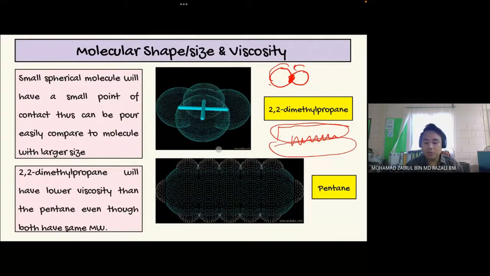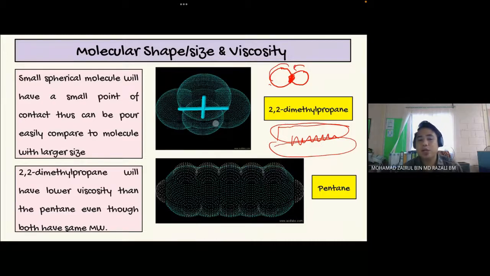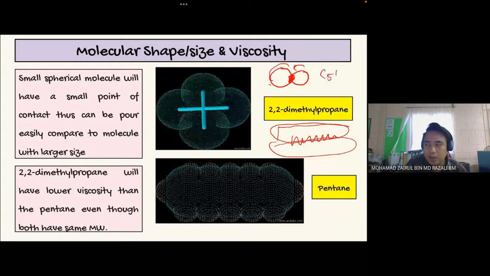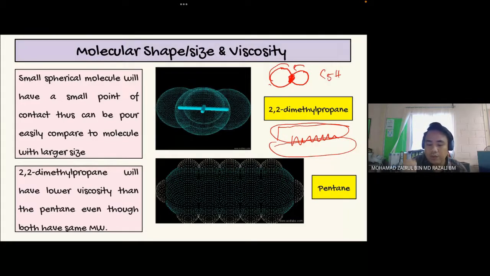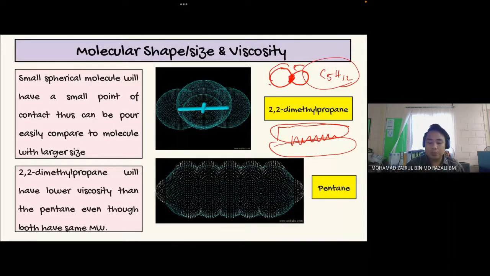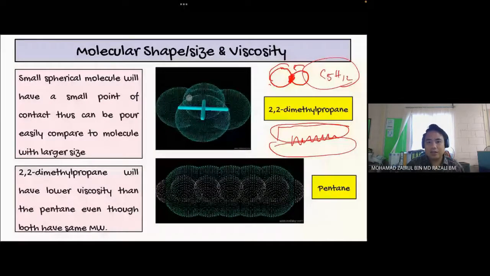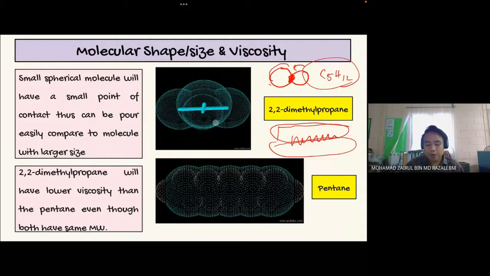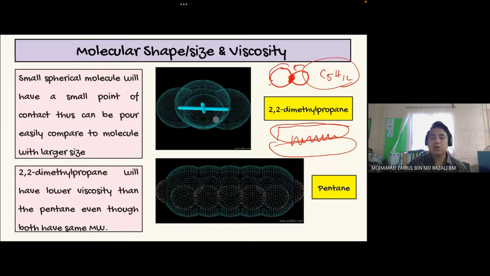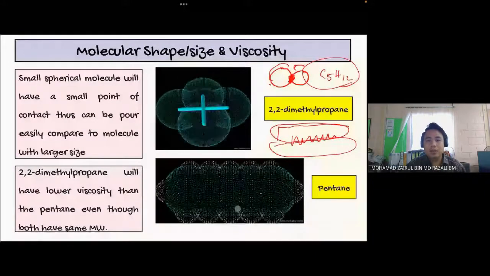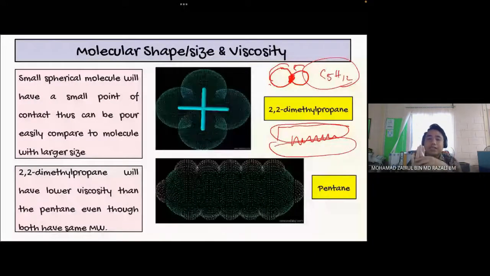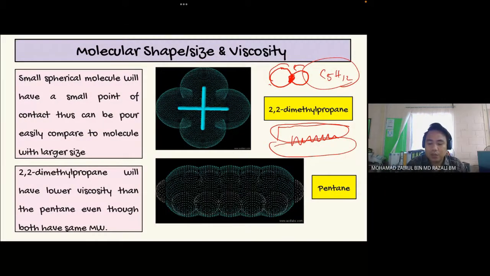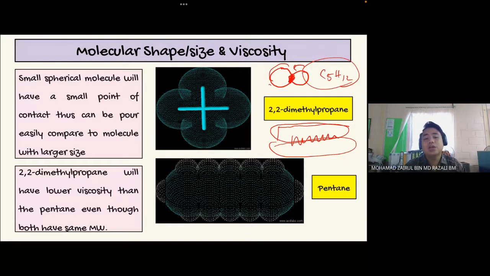Contohnya, 2,2-dimethylpropane and pentane both have the same molecular weight because both are isomers. So both dia punya molecular formula is C5H12. Tapi kalau tengok 2,2-dimethylpropane, bentuk dia almost spherical. The shape is almost spherical. Compared to pentane, the shape is linear. So awak akan expect the point of contact dekat 2,2-dimethylpropane ni smaller compared to the point of contact dekat pentane. So sebab tu kalau point of contact dia sikit, senang dia nak pass through each other, senang dia nak bergolek. Itulah the viscosity of the 2,2-dimethylpropane is less than the viscosity of the pentane.